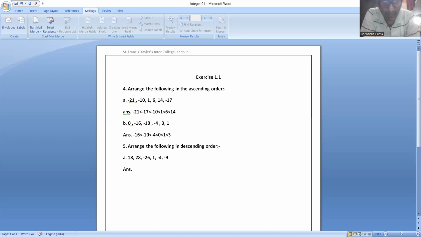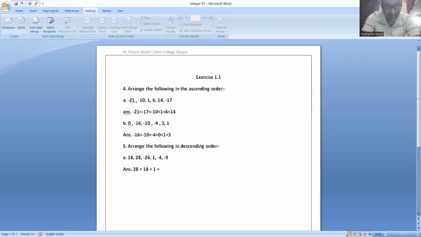That means the biggest number is placed first. You know that positive numbers are greater than negative numbers, so we have to check which positive number is greater. We have 3 positive numbers, that is 18, 28 and 1. So you know that 28 is the greatest number. After that we place the greater than sign, and the next greatest number is 18. After that, one positive number, 1, is left.